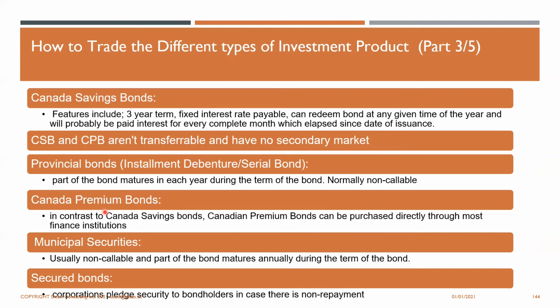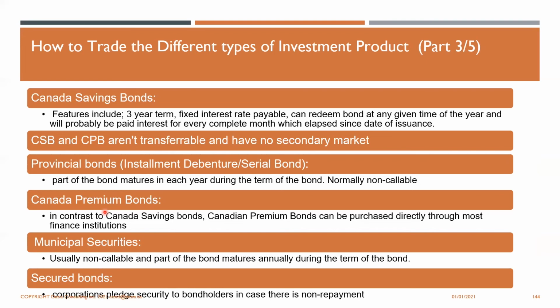Canada Premium Bonds are purchased directly through most financial institutions. Canada Savings Bonds have actually been discontinued, a few years ago. And municipal securities usually are non-callable, and the part of the bond that matures annually during the term of the bond, in municipal securities, is called an installment debenture.